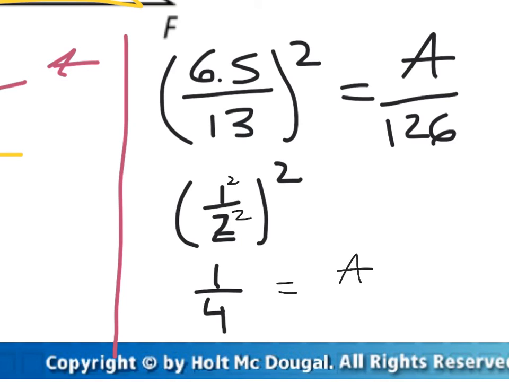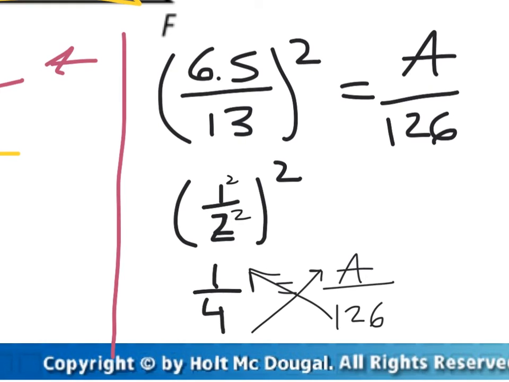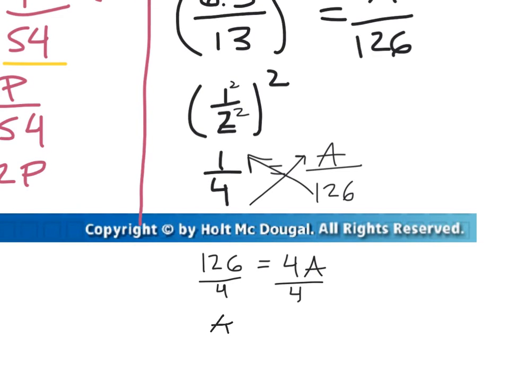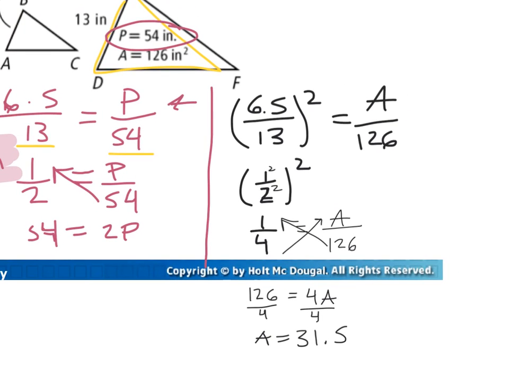Remember, when the whole parenthesis is squared, it's like squaring the top and squaring the bottom. So 1 squared is 1, and 2 squared is 4. So 1/4 is equal to A over 126. Sandeep, what do we do from here? Cross multiply. So we get 126 is equal to 4A. What do we do next? Divide by 4. So what do we get for A? 31.5. 31.5 what? Inches squared. Perfect.